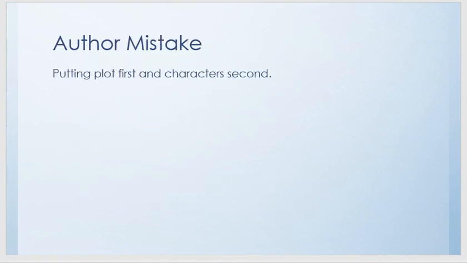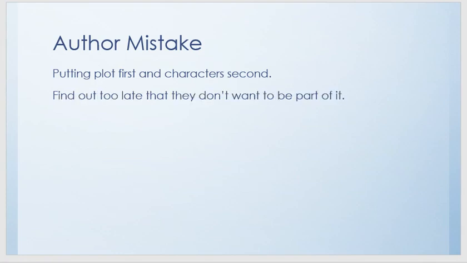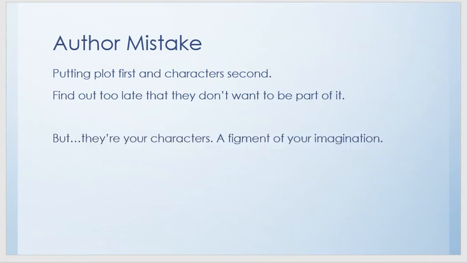Another mistake that I see first-time authors making is thinking that the plot comes first and the characters come second, but then they find out too late that the characters don't want to be part of it. You might think you have this great storyline and a character you're going to put in, and you find out that the character doesn't want to be in it. I know it sounds weird that a figment of your imagination could decide to say, I don't want to be part of this storyline because I don't fit in here, I don't agree with what I'm supposed to do, or the decision I'm supposed to make doesn't make sense. How can an imaginary character that only exists in your mind take control of a storyline and disagree with decisions you're making or things you want them to do?